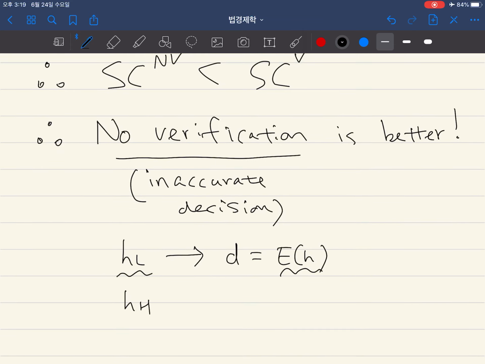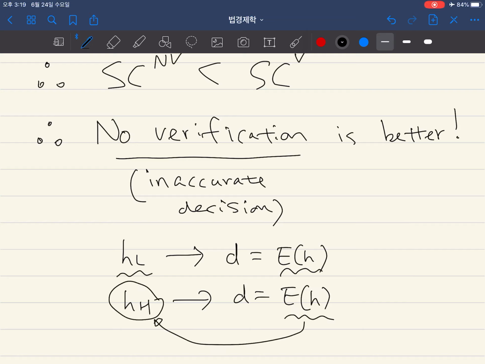And if harm is big, in this case, the defendant still pays the average harm. So the defendant pays less than the actual harm. So again, the decision is inaccurate. So our courts are making inaccurate decisions, but still we shouldn't try to fix this problem, because if we try to improve accuracy, there is a cost. So that's bad. And there is no benefit from higher accuracy.